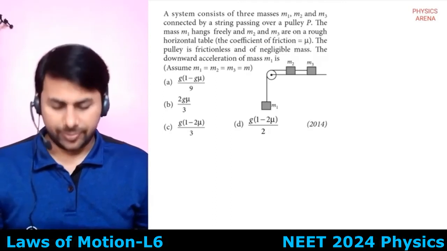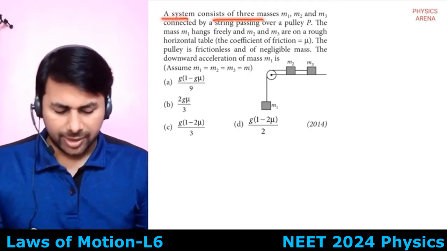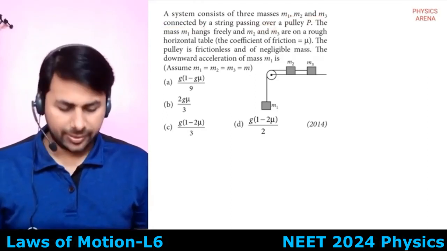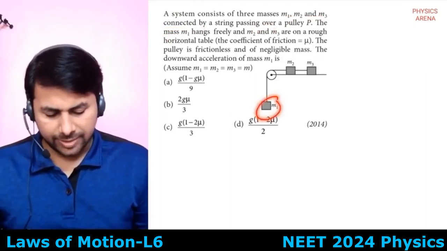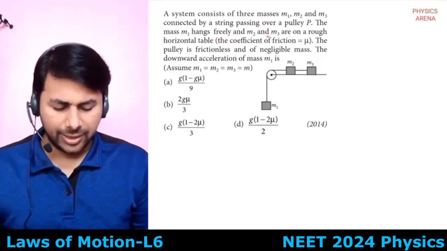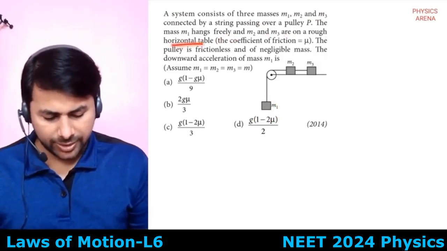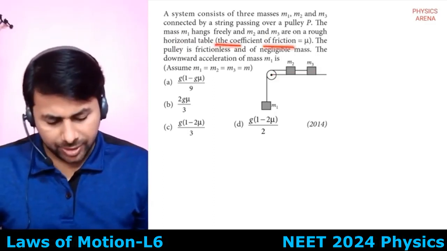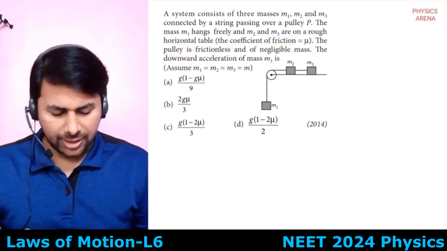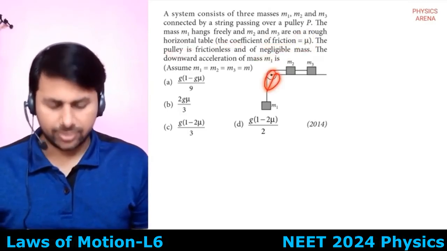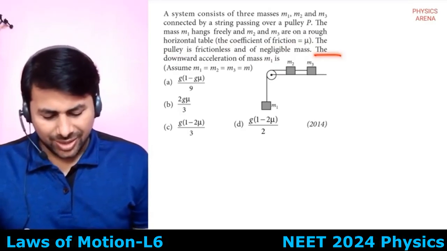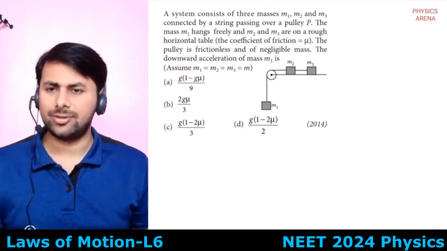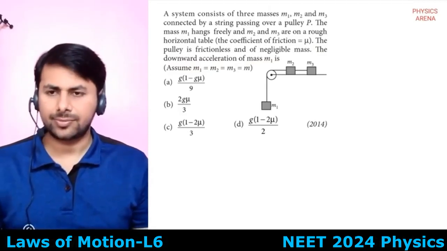So see this problem. Now, a system consists of three masses m1, m2 and m3 connected by a string passing over a pulley P. The mass m1 hangs freely and masses m2 and m3 are on a rough horizontal table. This is the rough horizontal table. Coefficient of friction is mu. Pulley is frictionless and of negligible mass, so it will be always there. So the downward acceleration of mass m1 is? So tell me, what should we do?